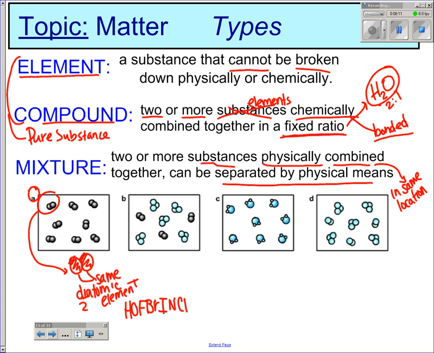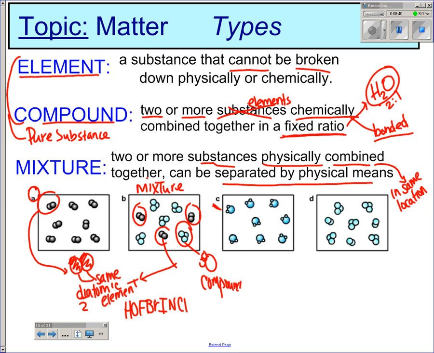If we look at diagram B, we have 2 different types of particles here. We have a group of 3, and we have little pairs of diatomic elements. So this is going to be a mixture of, I think this is, the diagram's not great, but I think this is a compound. And then these would all be little diatomic elements.